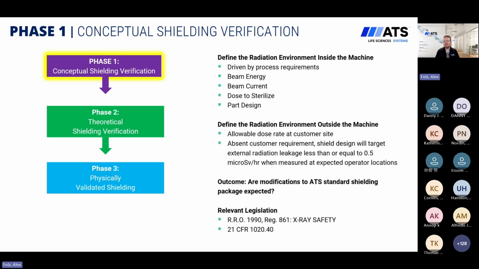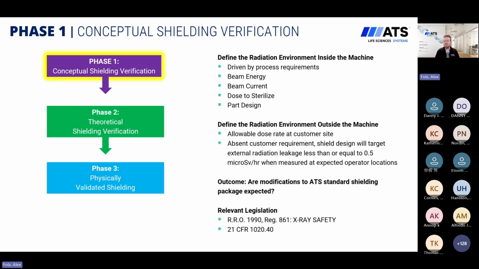We're looking to first define the radiation environment inside and outside the machine. So inside, we're looking at process requirements. So again, dose mapping, this upfront testing, understanding the beam energy, beam current, dose required to sterilize, and what your part design and that nesting design looks like. So from all that, we'll start to get a feel for what that radiation environment inside the shielding looks like. We also need to understand what it should look like outside the machine, right?